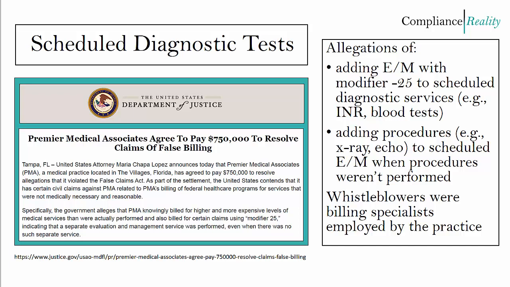The first one is with scheduled diagnostic tests. This practice, Premier Medical Associates, agreed to pay the government $750,000 to resolve claims of false billing. The allegations specifically revolved around adding an E&M, evaluation and management, with Modifier 25 to scheduled diagnostic services such as INR and blood tests.